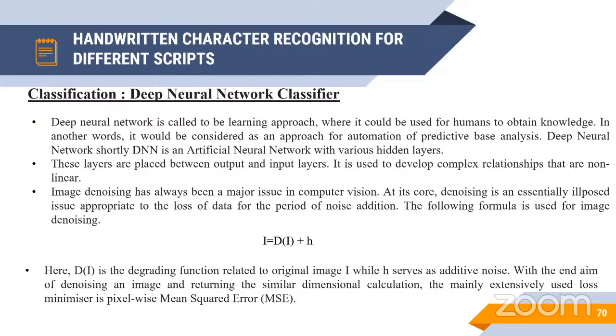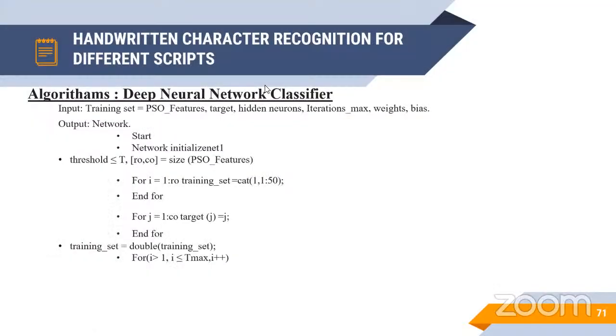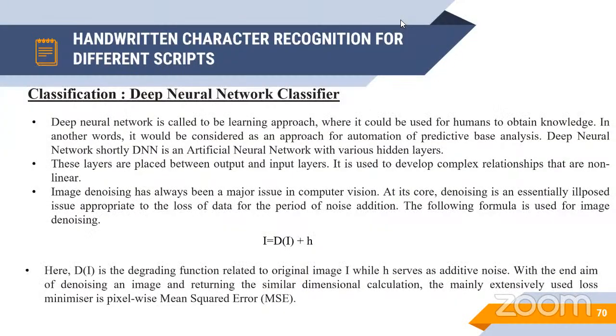The deep neural network classifier is called a learning approach, which could be used to obtain knowledge. In other words, it is considered a new approach to automation for providing predictive analysis. The deep neural network, shortly known as a DNN, is an artificial neural network with various hidden layers. There are three kinds of layers: input layer, process layer, and the output layer.